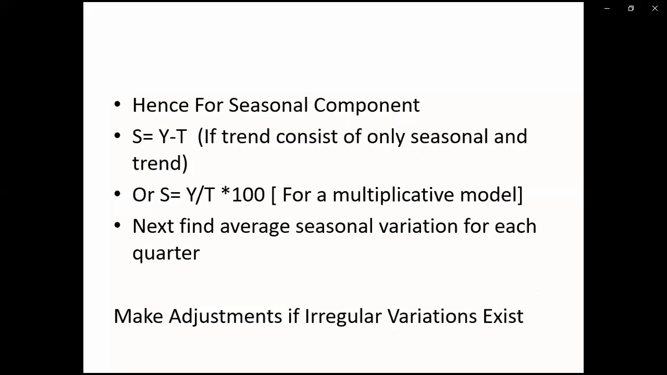Then in the next stage, after you've estimated the seasonal variations, you need to find the average seasonal variation for each quarter. So first we are going to find the seasonal variations. Then based on the seasonal variations, we'll arrange them in quarters and find the average seasonal variation for each quarter. Then based on that, we can now make adjustments. We also need to make adjustments when there are elements of irregularity within the data.